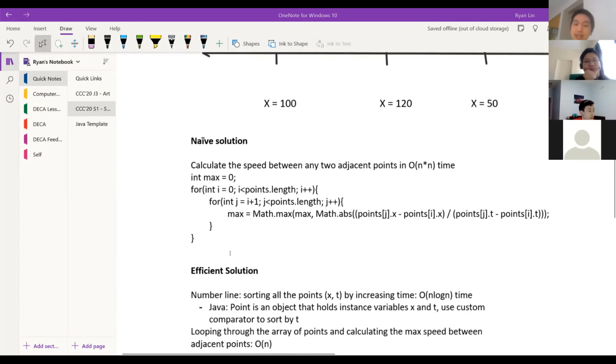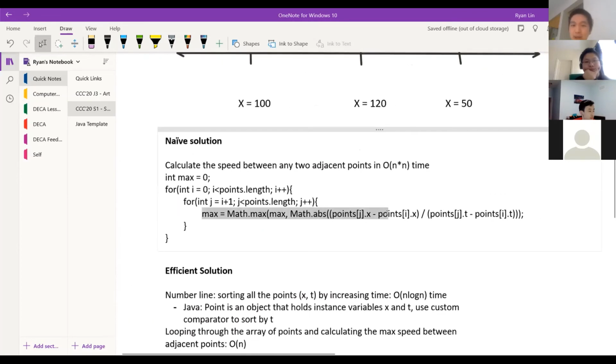So what do I do? I just apply this formula with every combination of points, right? I take point 1, point 2, and ask what is the speed between these two points. And then I take the maximum of that, and max would give me the answer, right? I just take the maximum over every pair of points.